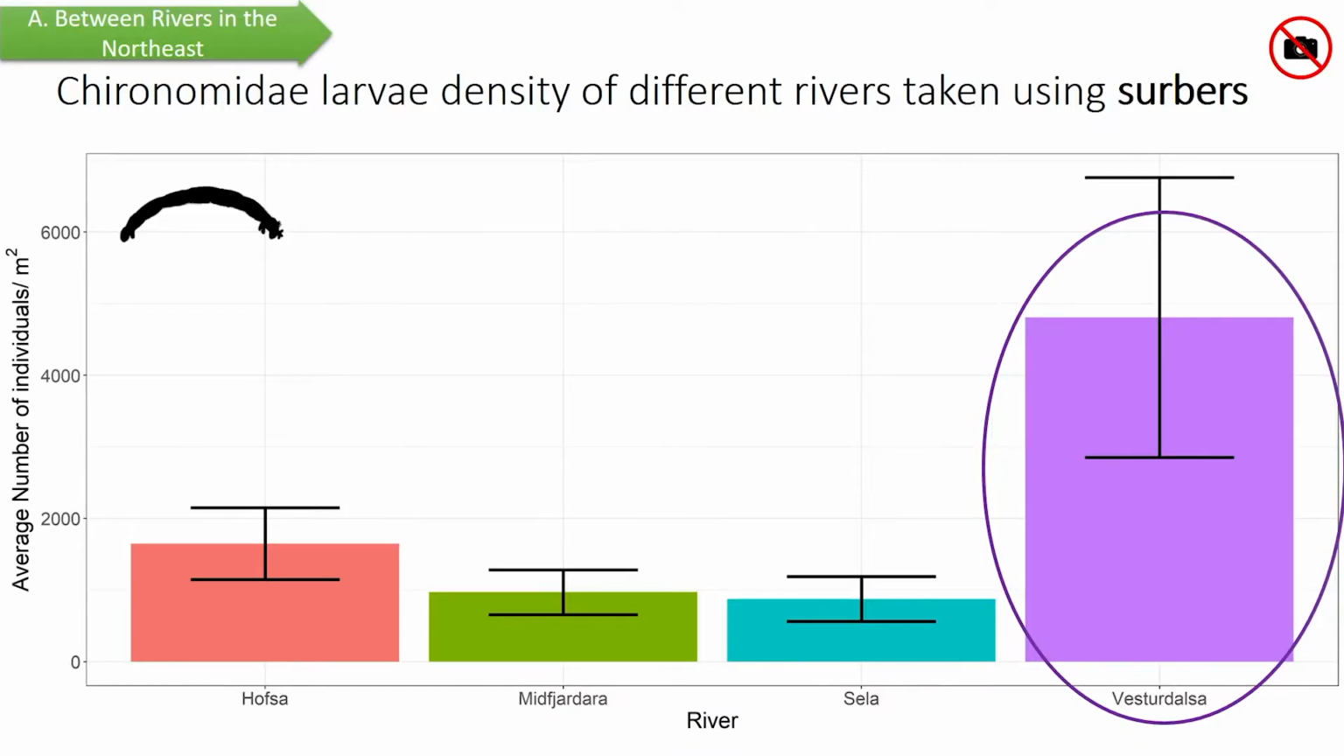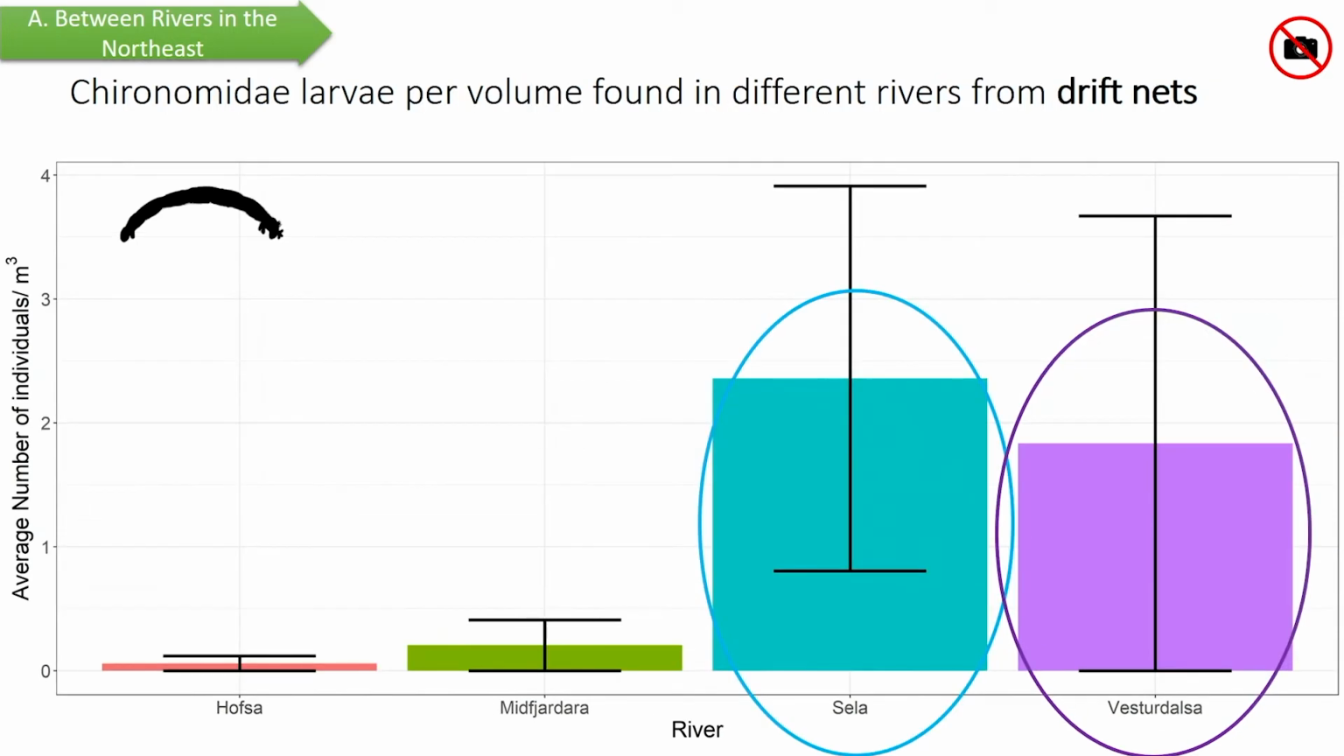So looking at our SERBR results, we can see that River Westerdalsau had the overall highest Chironomidae larvae density. And then as we look at the DriftNet results, we also see that Westerdalsau also has quite a high Chironomidae larvae density, but also that Selau had a very high Chironomidae larvae density.